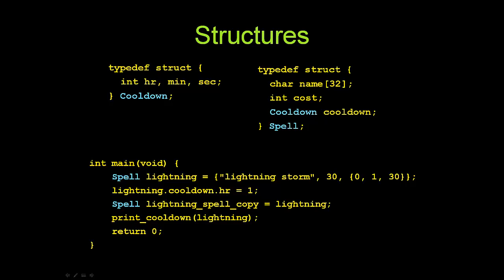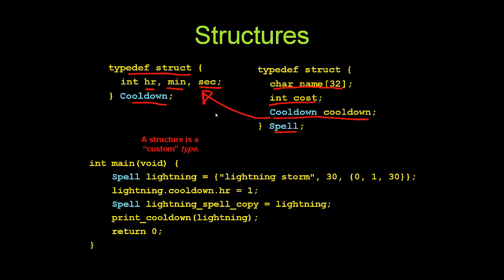All right, let's take a look at how structures work. So first, let's have two structs here. First, you have a struct called cooldown, right? And so this structure has got hour, minute, and second. Has got 3 variables, okay, inside the complex data structure. And there's another structure called spell, which has 3 things. There's char, which is a 32 character long string. There's also int, which is cost, and there's a cooldown, which actually is this structure. Okay, so this spell is actually a custom type, which is this one.